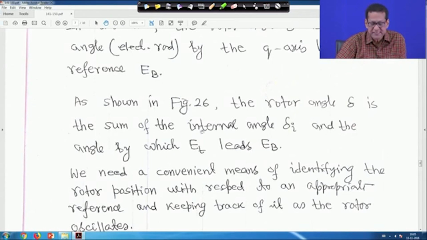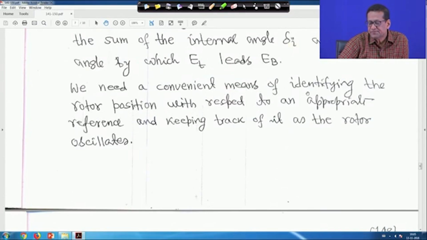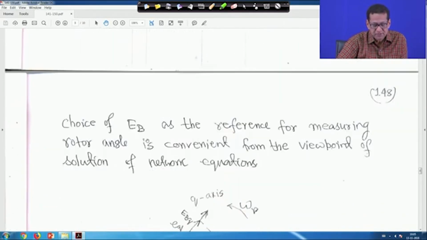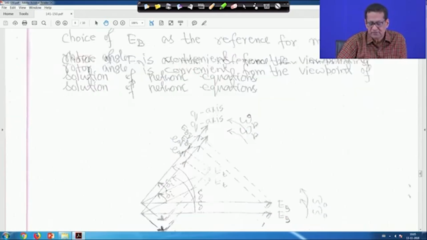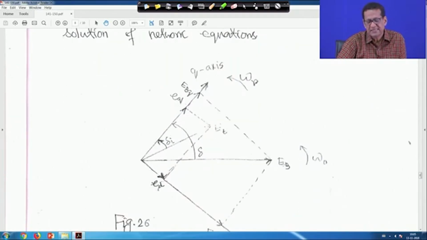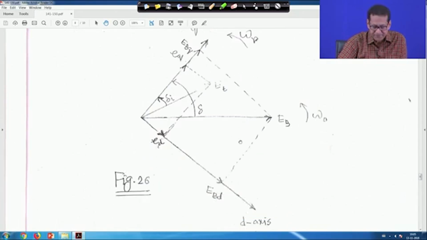The rotor angle delta is the sum of the internal angle delta I, just told you, and the angle by which ET leads EB. Now, we need a conventional means of identifying the rotor position with respect to the appropriate reference and keeping track of it as the rotor oscillates. So, choice of EB as the reference for measuring the rotor angle is convenient from the viewpoint of solution of network equation. So, EB we have taken as a reference, and delta will be delta I plus the angle between ET and EB.